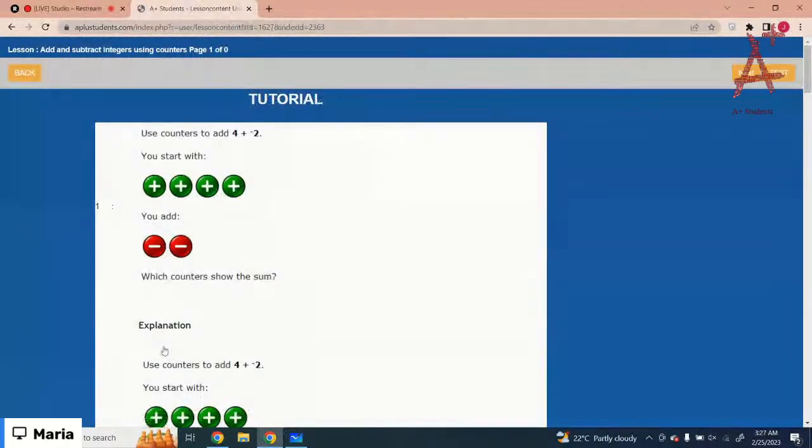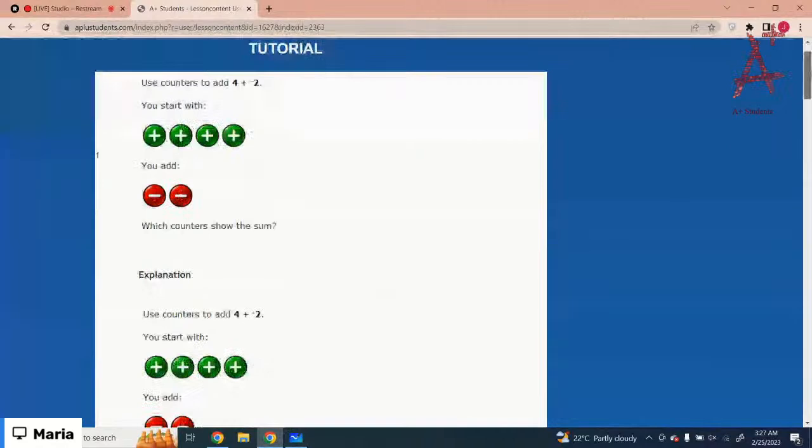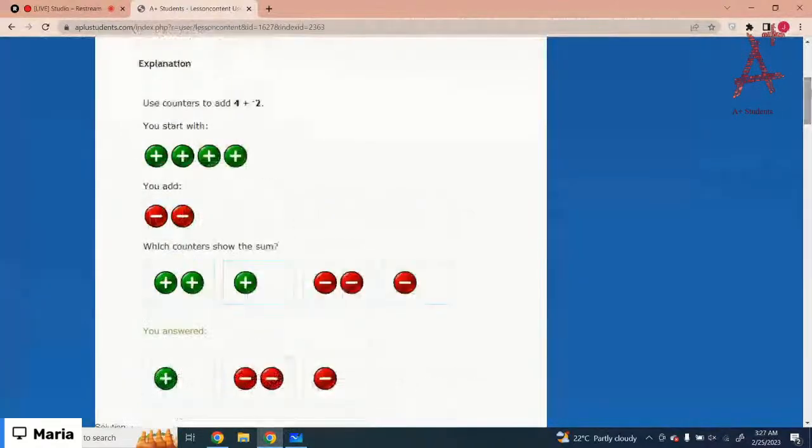Okay, use counters to add 4 plus minus 2. Got it? So how to add using counters? The first example is 4 plus minus 2. The green counters are the positive counters. 4 is positive, so they are representing the positive number. The red counters are the negative number. 2 is negative, so they are representing the negative number. So basically the concept is how you add using the counters. You can cancel out the same counters.